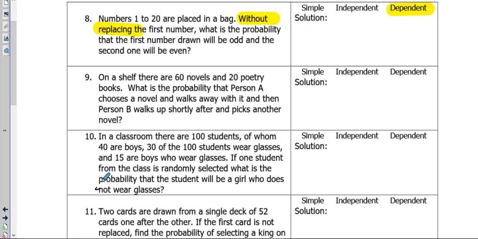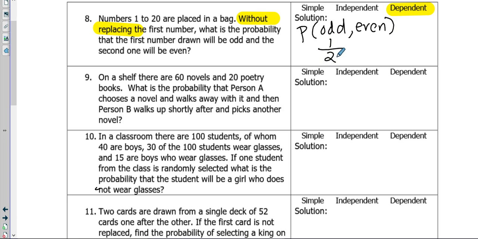All right, so we have 1 through 20, so that's 20 numbers, and we're looking for the probability of getting an odd number and then getting an even number. So the probability of getting an odd number, we know for the numbers 1 through 20, half of the numbers, every other number is odd, every other number is even. So half of the numbers are going to be odd. So that's our first event. We have a 1 out of 2 chance of selecting an odd number.